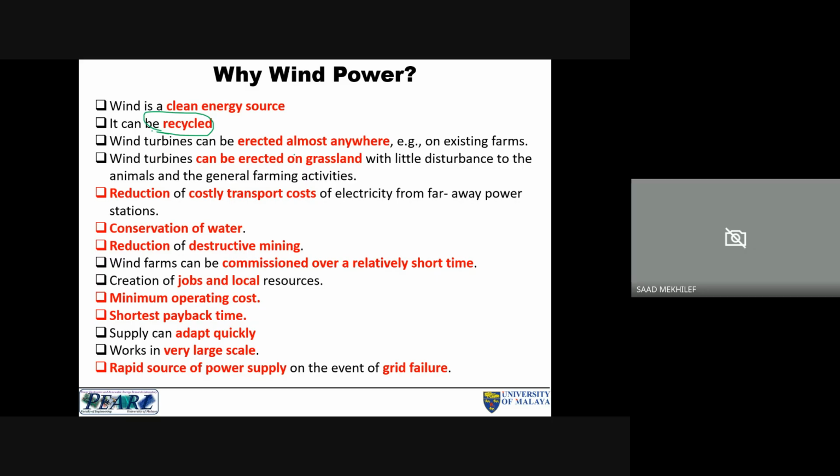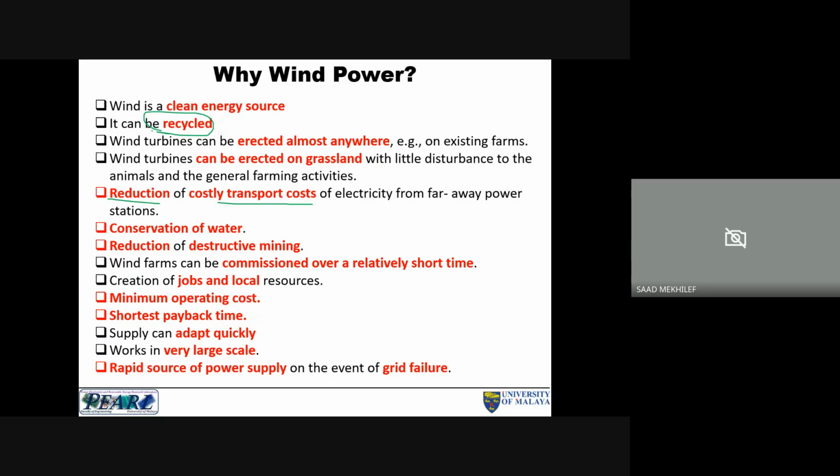Wind turbines can be connected almost anywhere, meaning they can be found in existing farms. One of the benefits is a reduction in the cost of transporting electricity from faraway power stations. So one of the good things about renewables, for example wind, is that we can install it next to the load, and then we don't have to use transmission lines. And then we don't use any water, compared to, for example, hydro or even solar. Solar also needs water for cleaning, but the wind turbine does not.